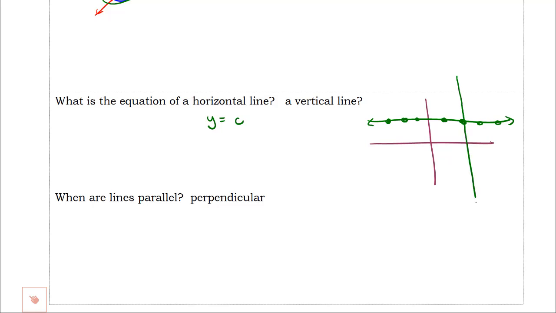And for a vertical line, what doesn't change? The x value.